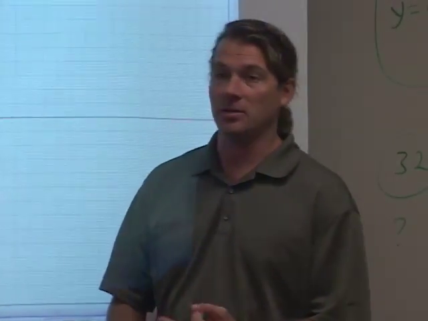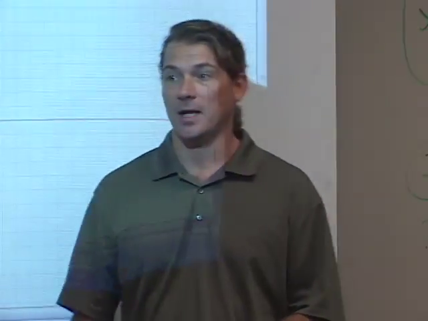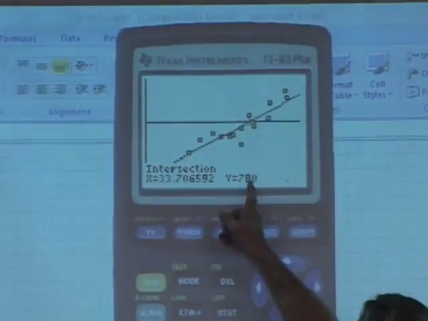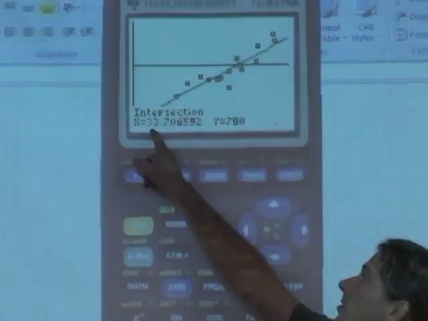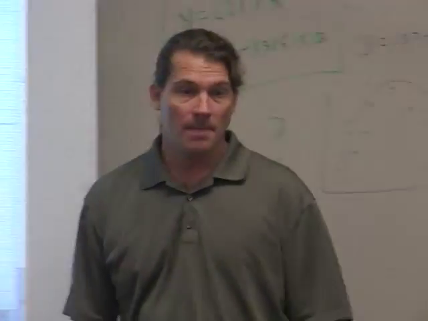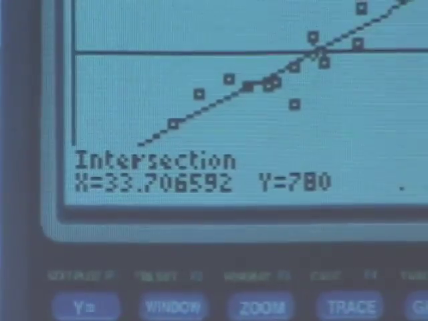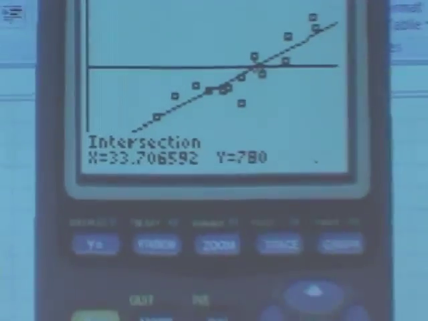Yes, it'll be the first curve. Yes, it'll be the second curve. And yes, you're guessing at it because you just moved close to it. That's the whole point. Notice what it says here. For 780 runs, this model says you have a 33.7 on-base percentage. Second calculate, or second trace, option number 5. Move somewhere close and hit enter 3 times.